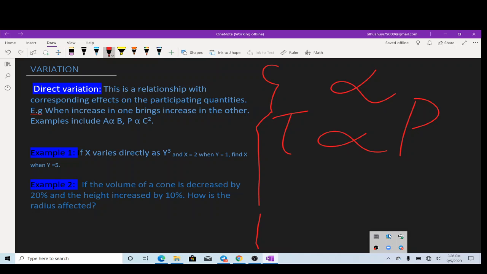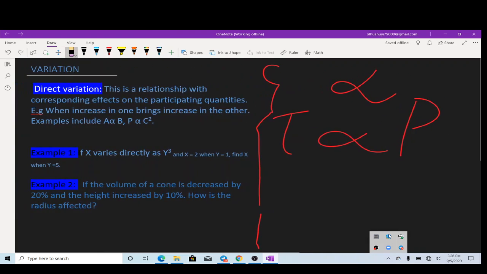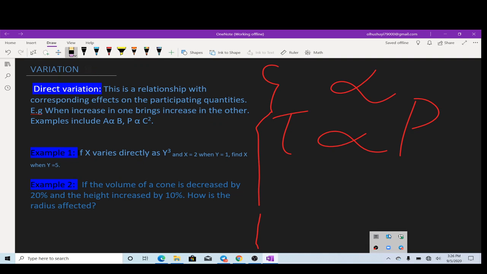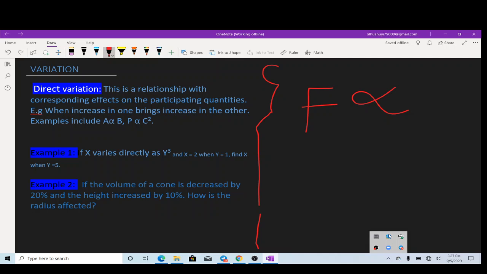You will be given a problem in word form, and then you translate it mathematically. So if I say that the food consumed by Taiwo is directly proportional to its growth, what do I say? I say F, the food, is directly proportional to, or varies directly as, its growth process. That means the more it feeds on food, the more it grows. So I have F varies directly as T.